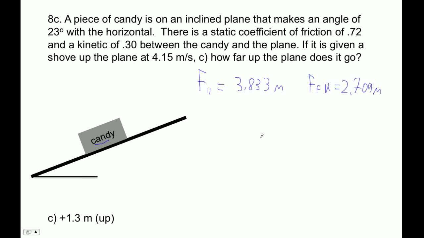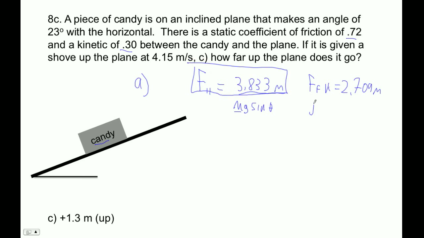All right, sorry. We've got the static coefficient of friction of this and the kinetic of this. From part A, you need to go watch part A from 8. We just did mg sine theta. Now we don't know m, but we just do 9.81 times sine of 23. We got 3.833 m. So that is our parallel component of gravity acting down the plane.